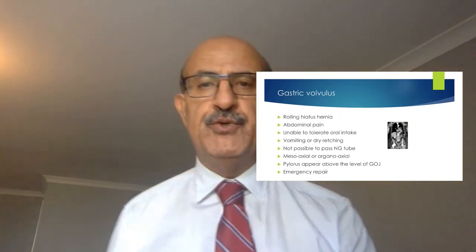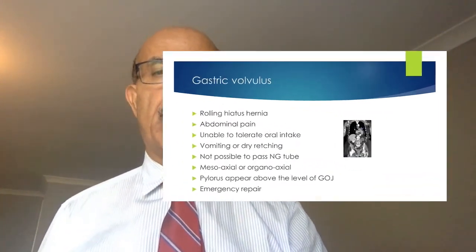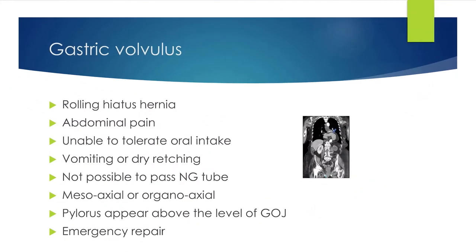Now, the last part that I wanted you to be aware of is gastric volvulus. It's a rare clinical condition, but we see it every now and then. It mainly happens in rolling hiatus hernia. The patient will present to you with abdominal pain, unable to tolerate any intake, vomiting, or mainly dry retching. If you try to pass a gastric tube in this situation, it's remarkable that you won't be able to, because the stomach has totally volved, either around itself, which is organoaxial volvulus, or around its vascular axis, which is called mesoaxial volvulus. It doesn't make a huge difference.